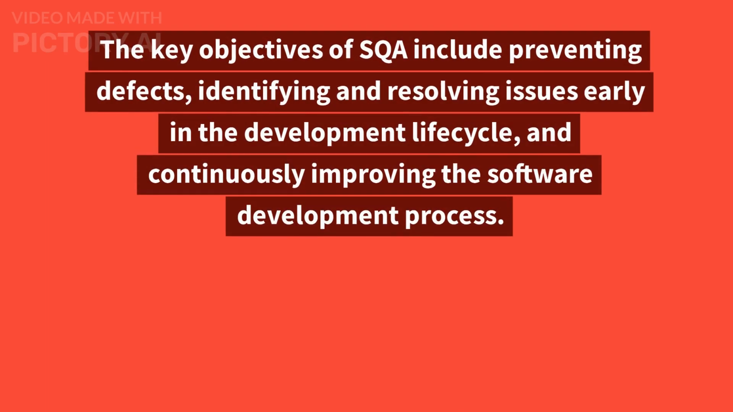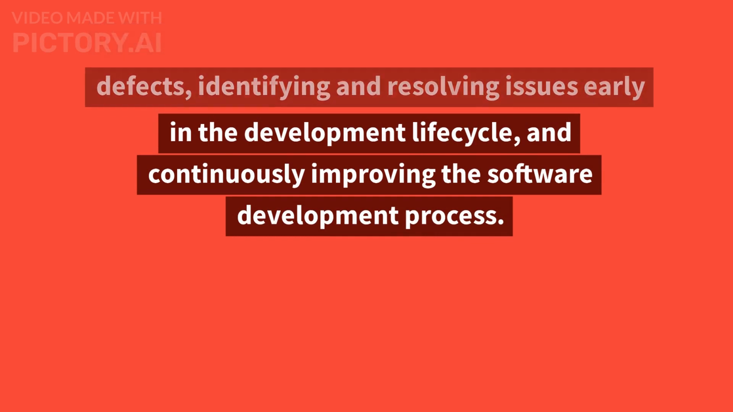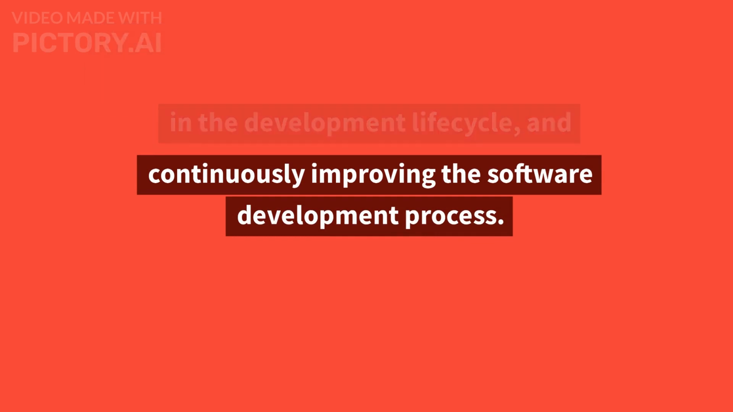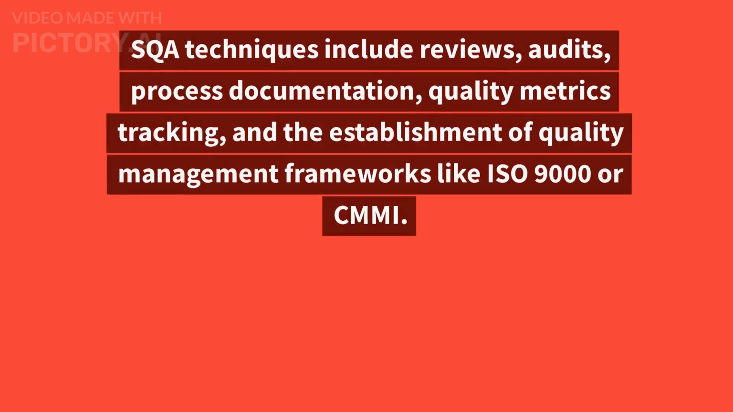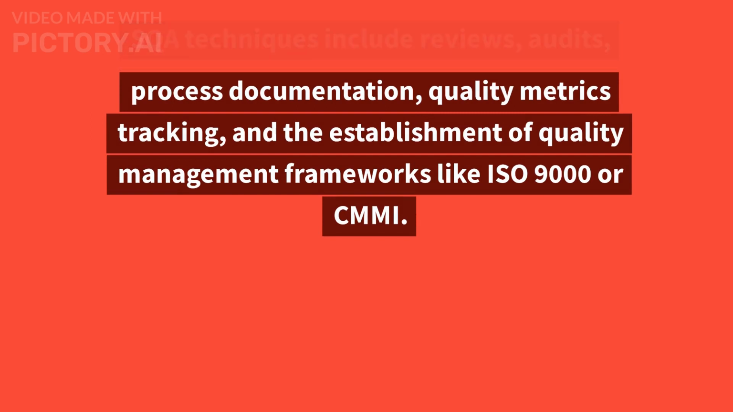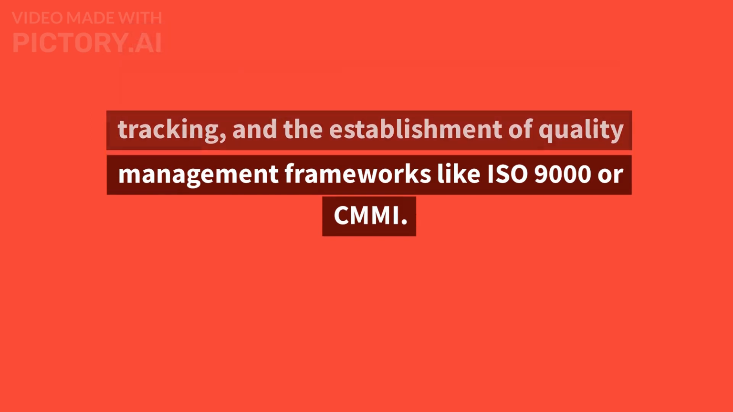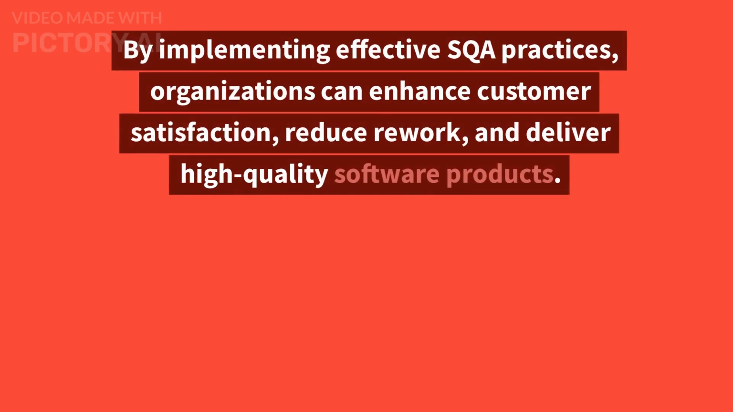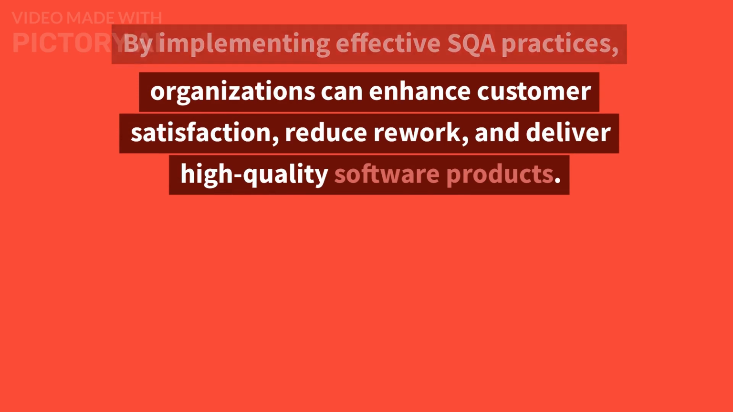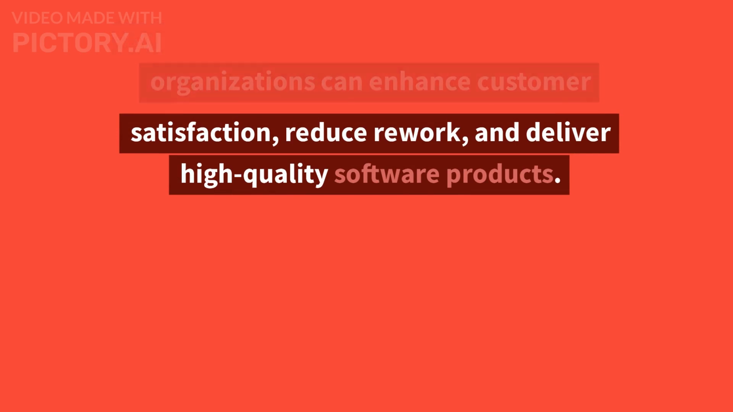The key objectives of SQA include preventing defects, identifying and resolving issues early in the development lifecycle, and continuously improving the software development process. SQA techniques include reviews, audits, process documentation, quality metrics tracking, and the establishment of quality management frameworks like ISO 9000 or CMMI. By implementing effective SQA practices, organizations can enhance customer satisfaction, reduce rework, and deliver high-quality software products.